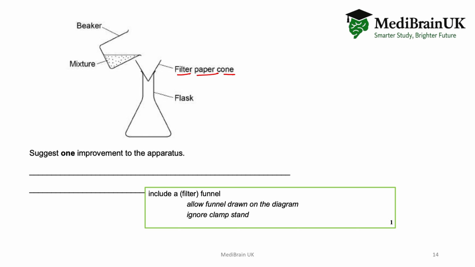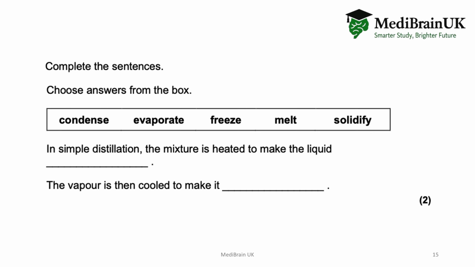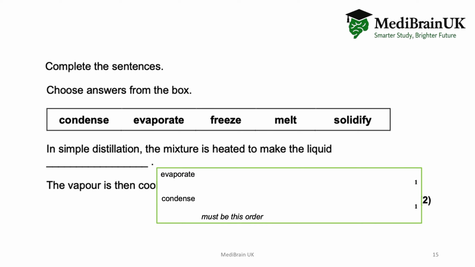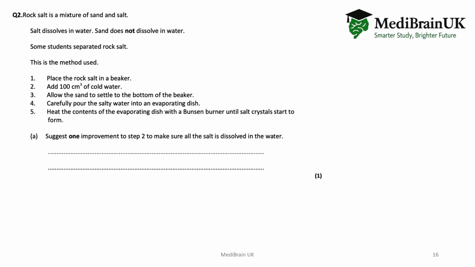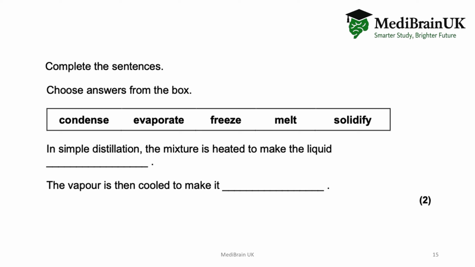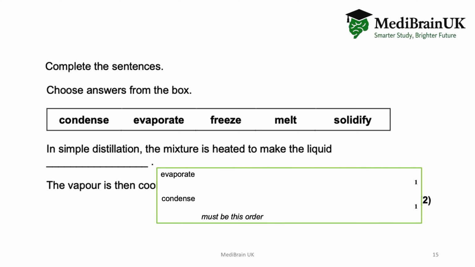Okay. Next question, it says complete the sentences, choose answers from the box. So it says in simple distillation, the mixture is heated to make the liquid what? And then it says the vapor is cooled to make it what? So in simple distillation, the mixture is heated to make the liquid. We have to choose an answer from the box. So it's to evaporate it. And then the vapor is cooled to make it condense. Okay, that's the purpose of heating the liquid, is to evaporate it, and when we're cooling it down, it's to condense it.